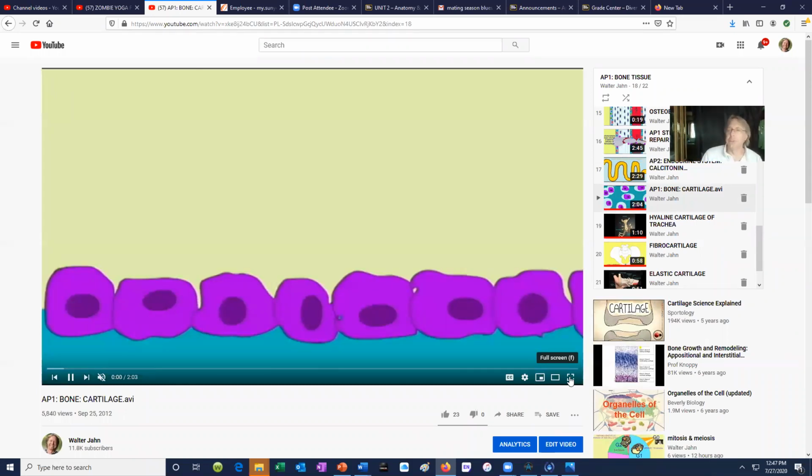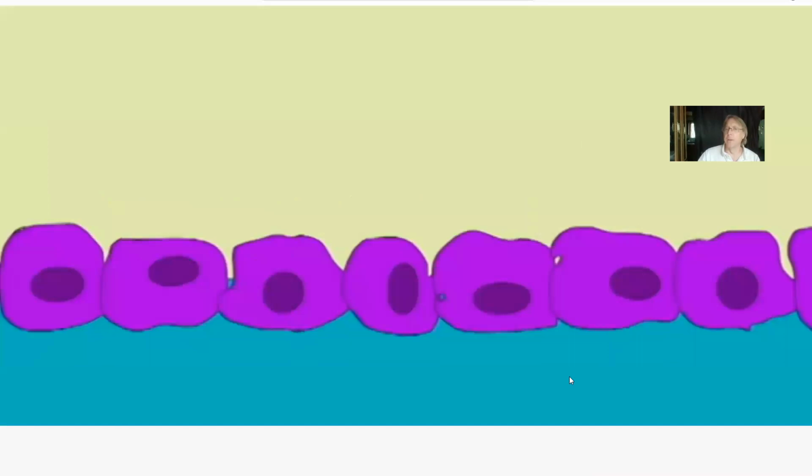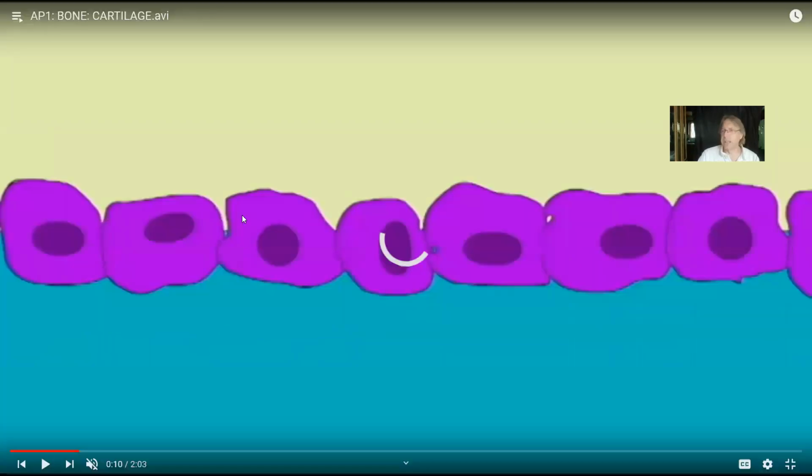Now, these tissues can grow in one of two ways. Cartilage will grow in both ways, but bone will only have one of these features. So notice here that we're looking at the outside of the piece of cartilage, which I'll call the perichondrium, and I'll better explain that in a minute.